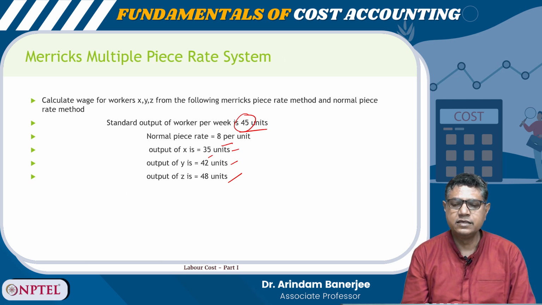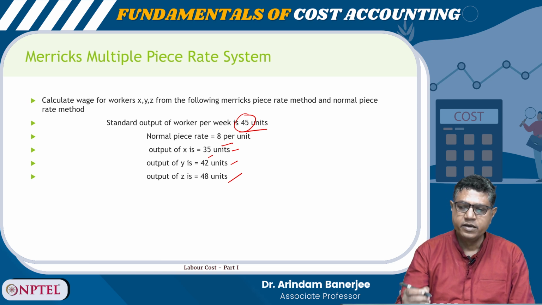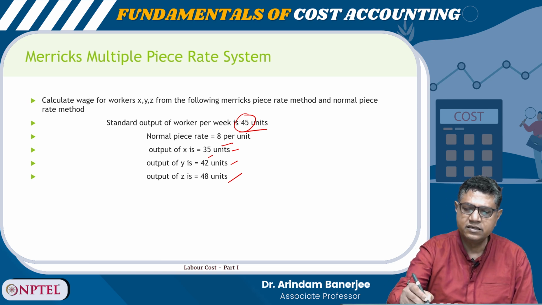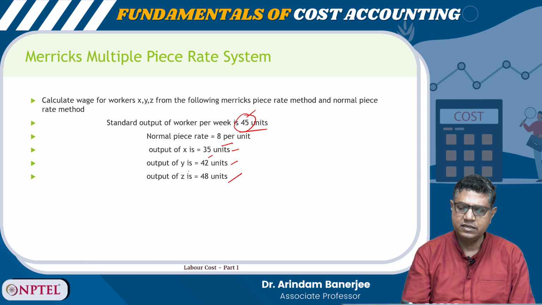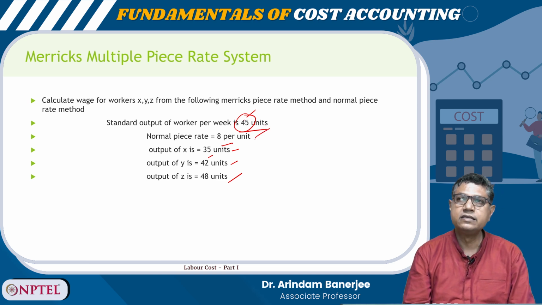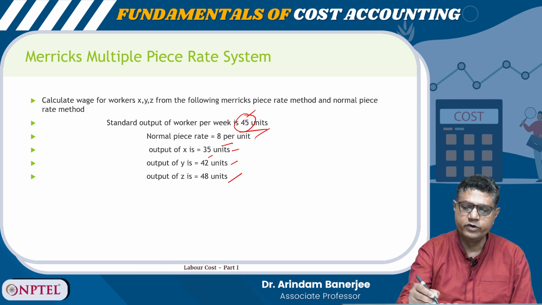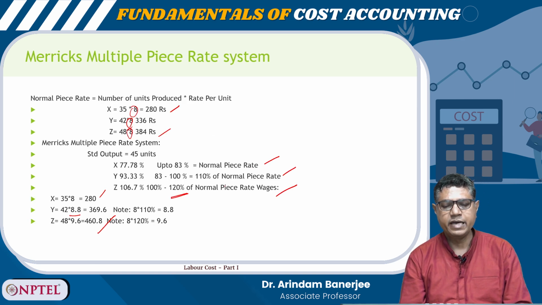There is another system which is called Merrick system. So, we will see another illustration. Here you see the standard rate output is given as 45 per units. There are 3 workers X, Y and Z. Normal piece rate is 8 per unit and output of X is 35 units, 42 units for Y and 48 units for Z. So, here you see we can see the number of units produced, right.